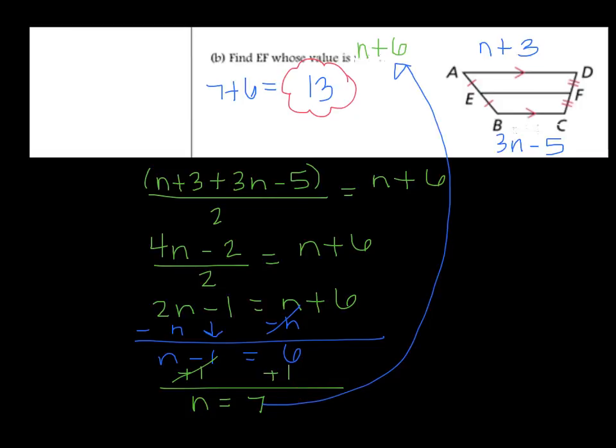Now be careful, make sure you actually answer the question that is being asked, and it was to find EF. So I had to take 7 and substitute it back into that expression that I gave you. So 7 plus 6 would be 13. And that would actually be the distance between E and F.